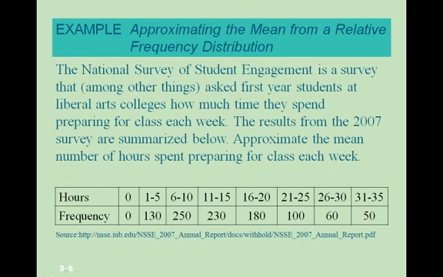So let's look at an example. Here, the National Survey of Student Engagement is a survey that, among other things, asked first-year students at liberal arts colleges how much time they spend preparing for class each week. The results from the 2007 survey are summarized below. We want to approximate the mean number of hours spent preparing for class each week.